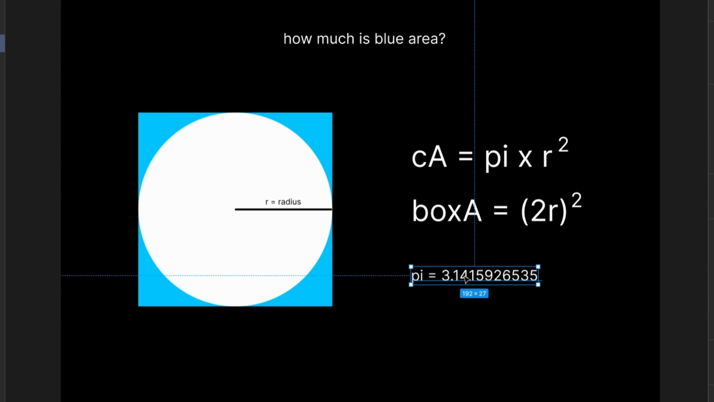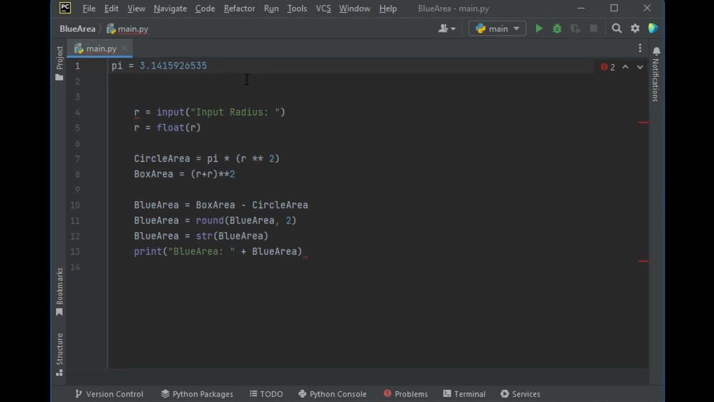I took the pi value by this length. In the code you can see I took the pi value. I'm also taking the r from the user. I'm calculating the circle area and the area of the square, and then I'm calculating the blue area by subtracting the circle area from the box area.